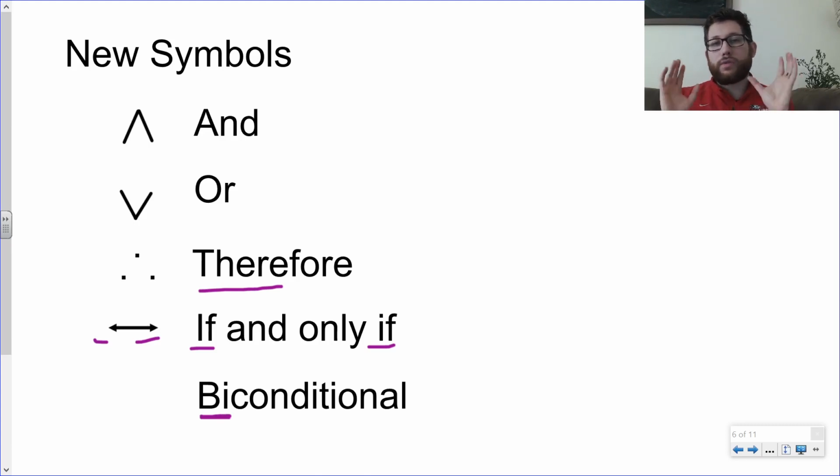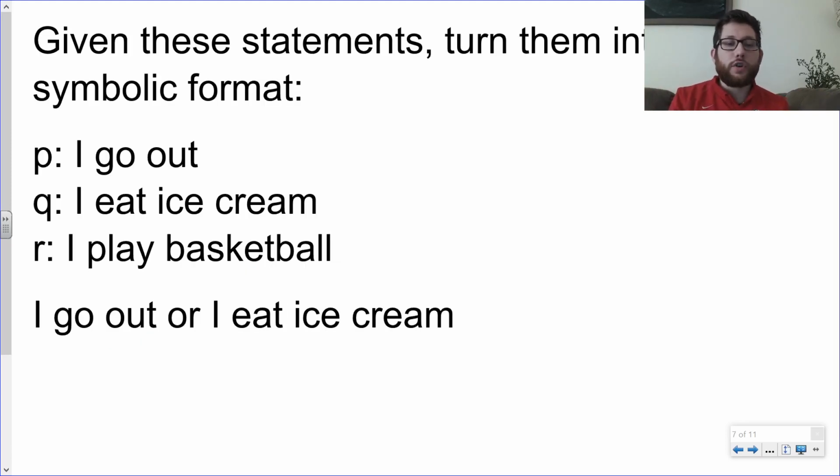Now what we're going to do is we're going to take these symbols along with what we learned yesterday and plug them in and do some statements to symbolic transformation. So let me show you how this is going to go. I think it's going to be really easy. The only thing that's a little bit new is we need to remember the symbols. So let's take a look here. P is I go out, Q is I eat ice cream, and then R is I play basketball.